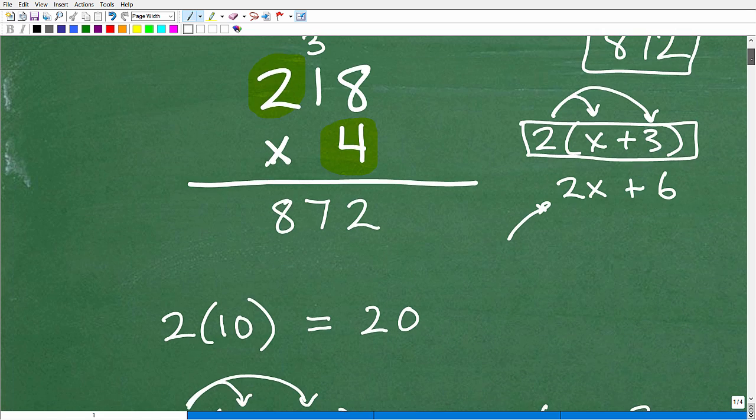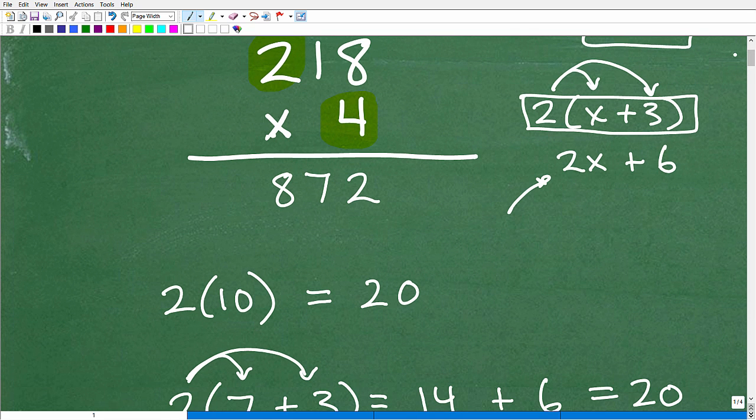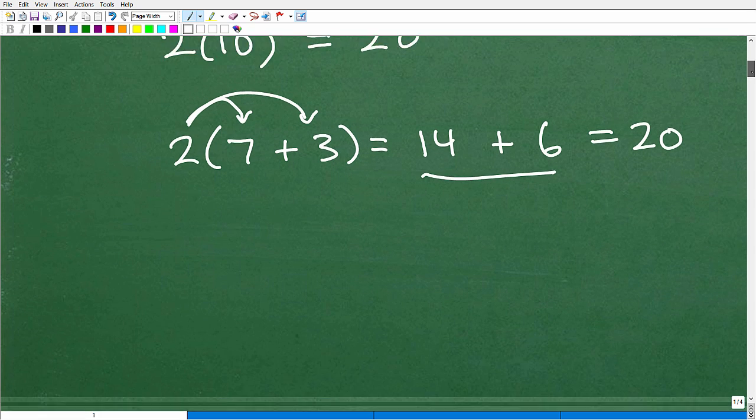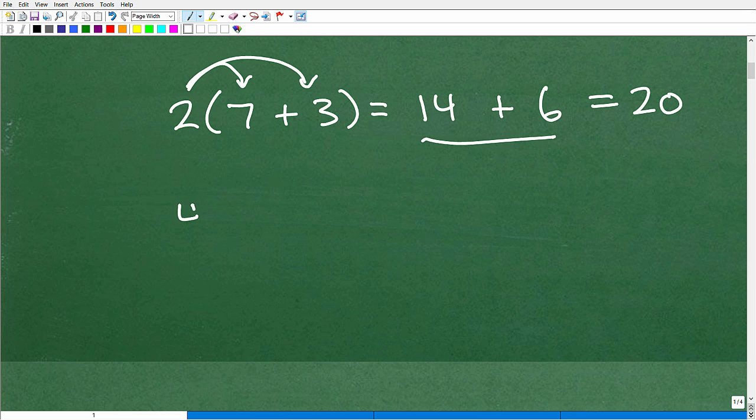So now let's go back to our original problem, 4 times 218. All right, so 4 times 218. Now, let's think about how we can make this a little bit easier on ourselves, right? So this is another way we can write this problem.